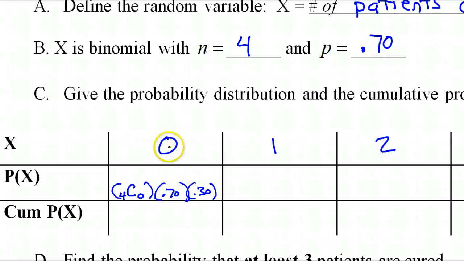So for this column, we're talking about the probability of having 0 successes. So that would be 0. If there are 0 successes, that means there were 4 failures, because that's the total. So that is how we would calculate this probability.